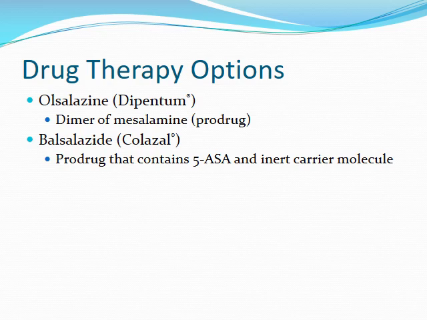Some other options can include olsalazine, which is actually just a dimer of mesalamine, so basically just two mesalamine molecules thrown together, and that again will be broken down by colonic bacteria. And then you also have balsalazide, which is a prodrug that contains a 5-aminosalicylate on an inert carrier molecule, so it actually gets cleaved from that with the bacterial metabolism.